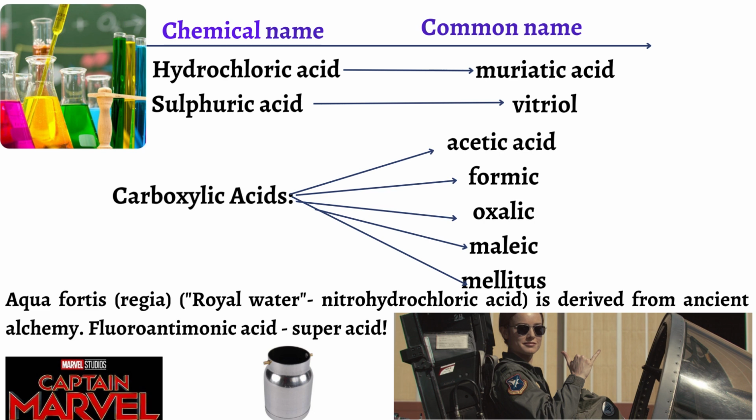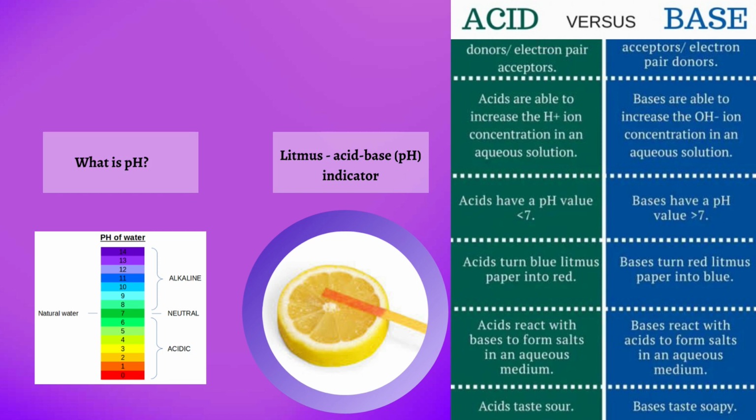What is royal acid? Aquafortis, royal water, nitrohydrochloric acid is derived from ancient times, in 800 AD. Which acid is the queen of acids? Nitric acid is the queen of acids because of its high reactivity in nature. As we go ahead, we should distinguish the difference between acid and base.